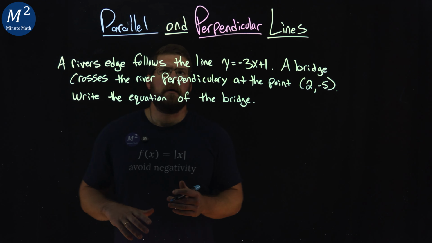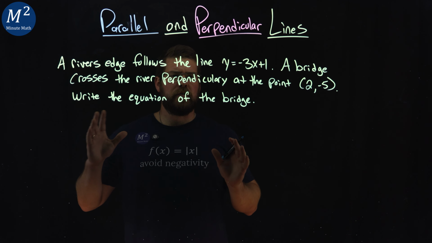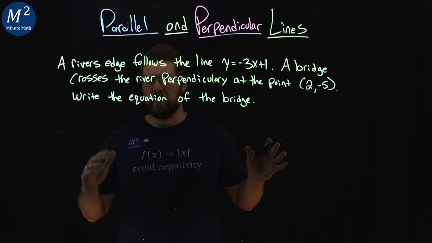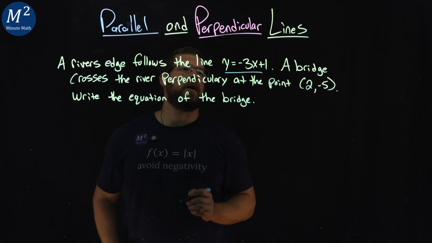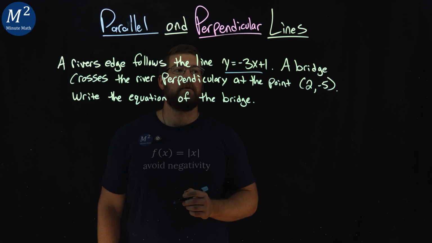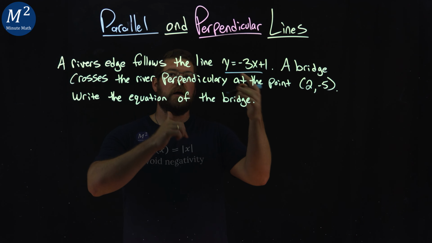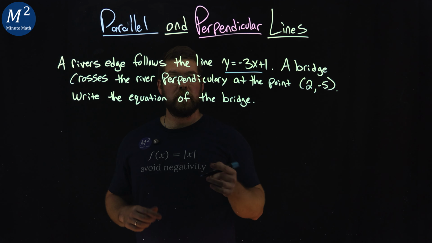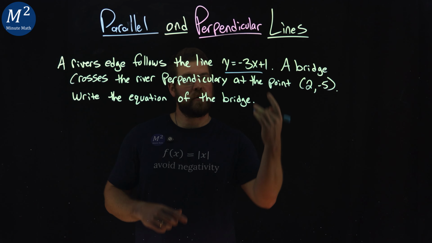All right. Well, we could make a visual, it might help us here, but we can show that we can do it without the visual. All we need to do is extrapolate the information that's given to us here. The river follows this line, y equals negative 3x plus 1. And the bridge is perpendicular, right? So perpendicular, we want the negative reciprocal of that slope.